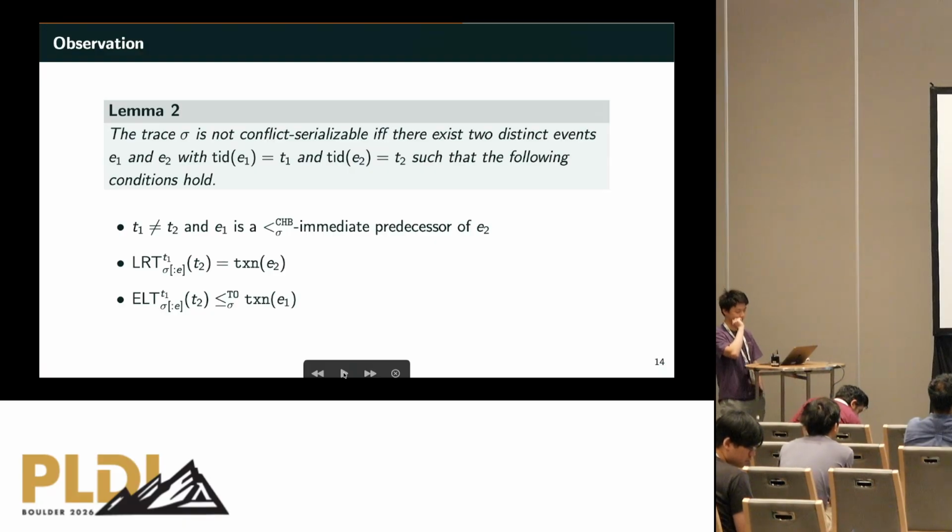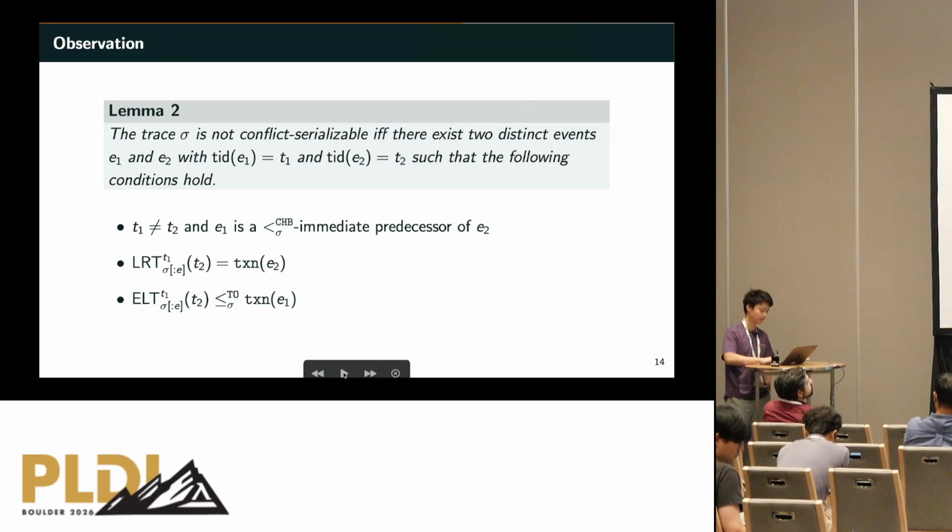The key lemma of our algorithm is that given two conflict events, E1 and E2 in two different threads, there are three conditions to detect a violation. Intuitively, the first condition will capture the THB edge from thread T1 to T2, and the second and third conditions will capture the THB edge from thread T2 to T1. So if all three conditions are satisfied, it means that there's a cycle in the graph.